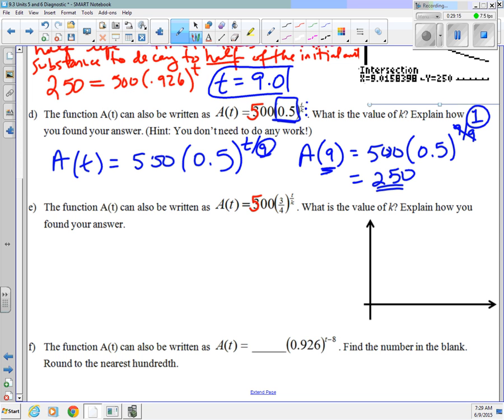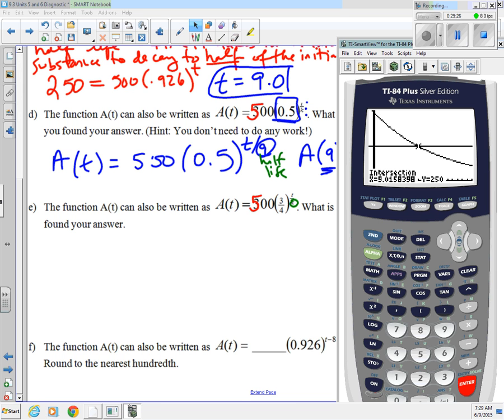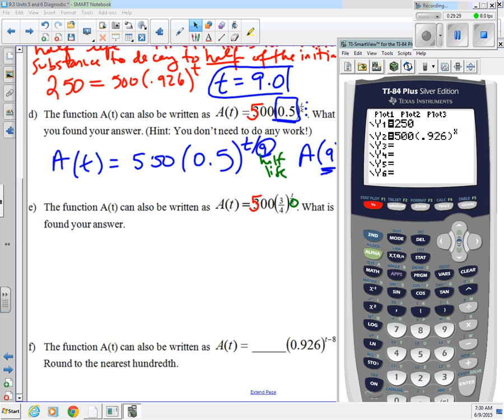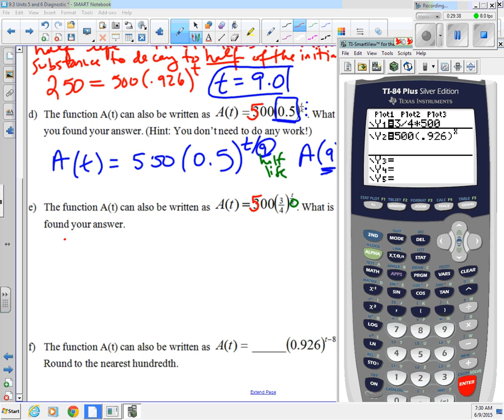Well, again, as this was the half-life, this k would be the 3/4 life. In other words, when is there going to be 3/4 of the substance left? So I'm going to go back into here, and instead of 250 here, I'm going to have 3/4 times 500, which is 375. Okay, so I'm really solving this equation now. 3/4 of 500 equals 500 times 0.926 to the t. And that t value is going to be the value of k that I need.